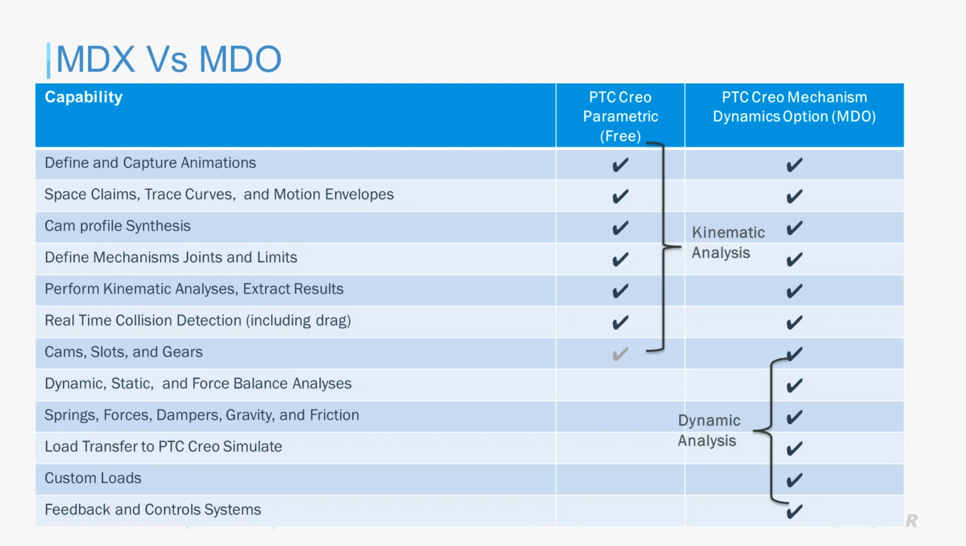So here's a quick comparison between the two as to what you currently might already have versus what comes with the mechanism dynamics option, right? I'll show a quick example at the end of the slide. But really, like I said, if you're just checking for space claims, create a trace curve or a motion envelope, right?